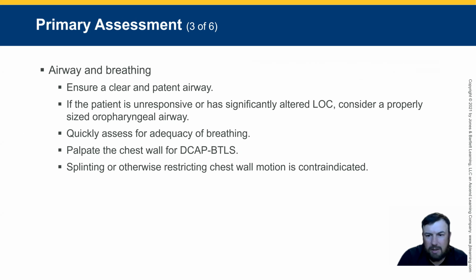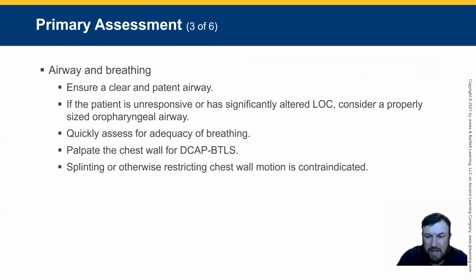Airway and breathing. Ensure a clear and patent airway. If the patient is unresponsive or has a significant altered level of consciousness, consider a properly sized OPA. If they have a gag reflex, we cannot use that. We're talking about face and neck injury, so with face injuries, we can't use an NPA either, because that is a contraindication. So we need to figure out what we're doing there.